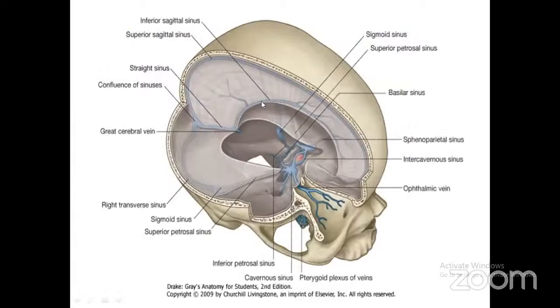You can see inferior sagittal sinus is in the lower free margin of the falx cerebri, having the meningeal layer, and continues as straight sinus. Both the inferior sagittal sinus and straight sinus are present in the meningeal layer of dura mater, whereas all the other dural venous sinuses are present between the outer endosteal and inner meningeal layers.